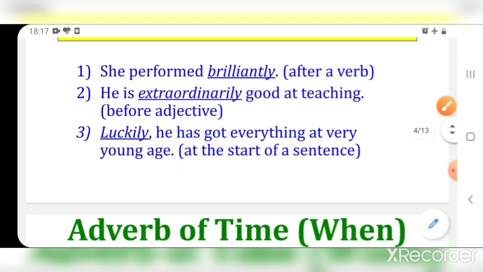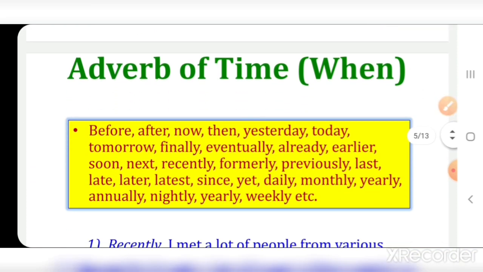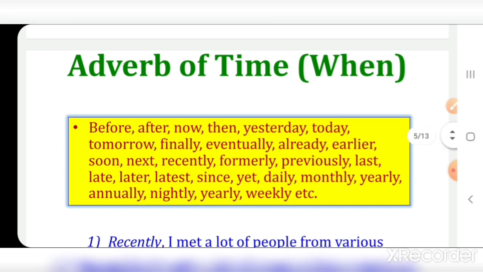Now let's move on to the next type, that is adverb of time. That means the words which tell us when that action took place. First is before, after, now, then, yesterday, today, tomorrow, finally, eventually, already, earlier, soon, next, recently, formerly, previously, last, later, latest, since, yet, daily, monthly, yearly, annually, nightly, weekly, fortnightly, etc.